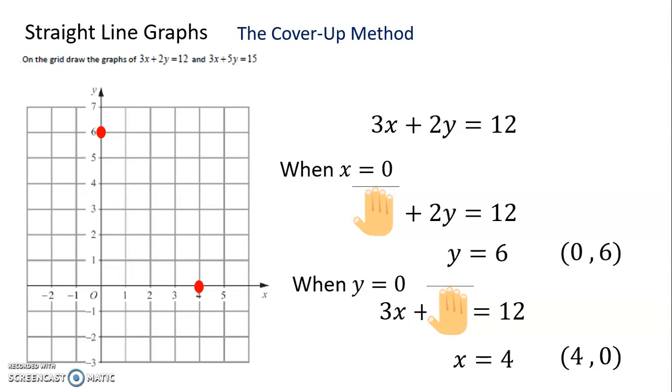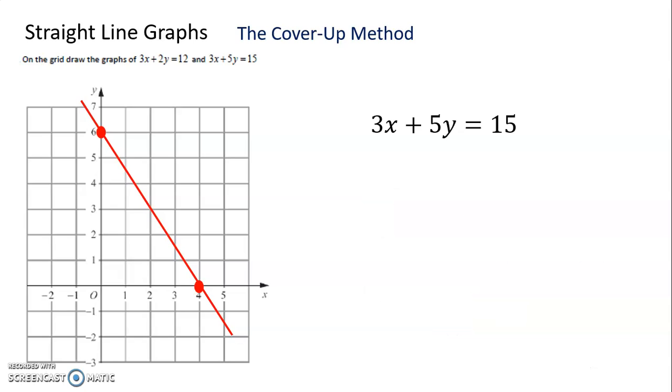And just with those 2 points, I can join up with a straight line, and that gives me the whole of the rest of my straight line. Okay, so that's one of the equations we've been asked to plot, to draw. The other one is 3x + 5y = 15.